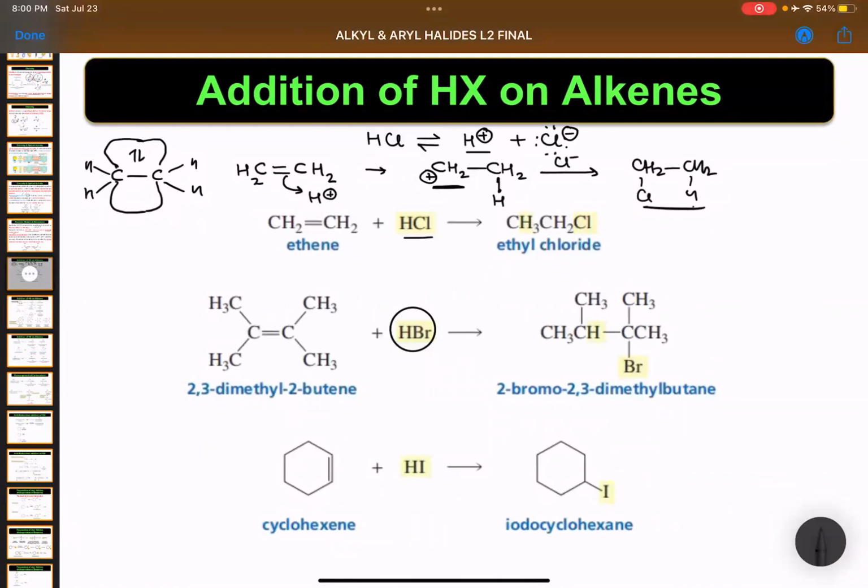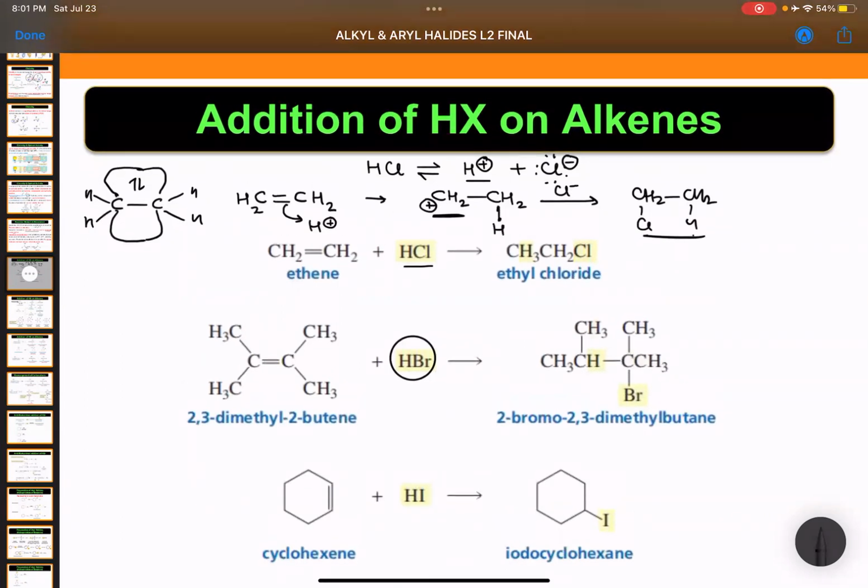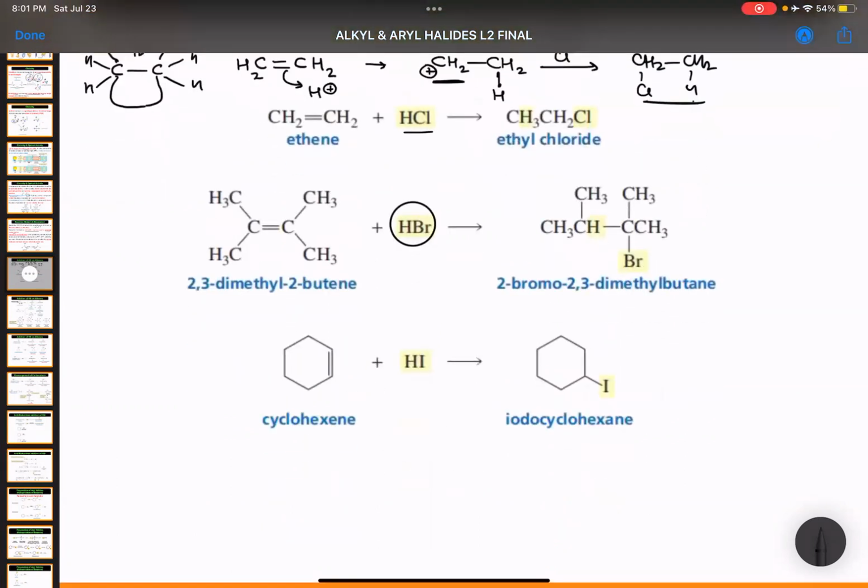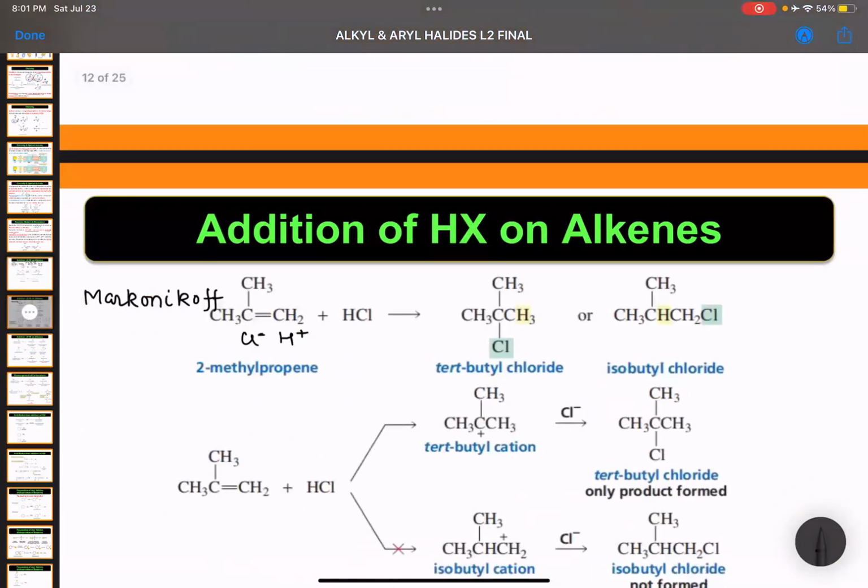Because once the H plus gets connected, then on the adjacent carbon you have a plus charge, and then the Cl minus will automatically connect to that plus. So you should say it in terms of H plus. The first thing is where the H plus will connect itself. That's the question: on to which carbon of the double bond. In the unsymmetrical alkene, this question needs to be answered.